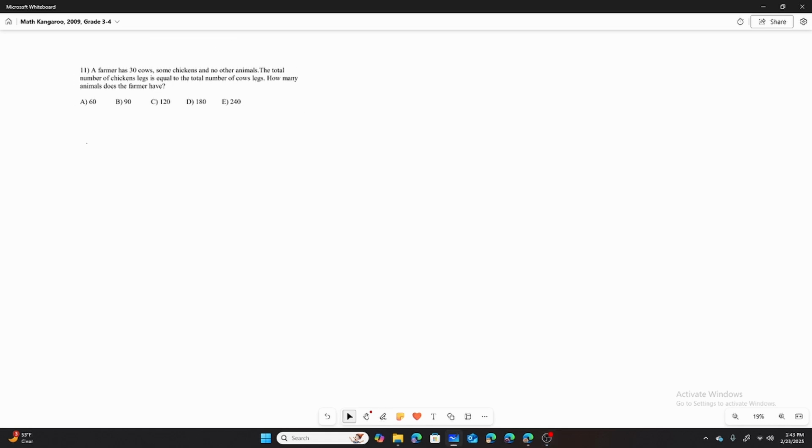So it's going to be cows and chicken. So we want to know the total number of cows and the total number of chicken. We want to know the total number of both these types of animals in the farm. It's given to us that there is 30 cows. So there's 30 cows here. But the question is, how many chickens are there? We don't know.